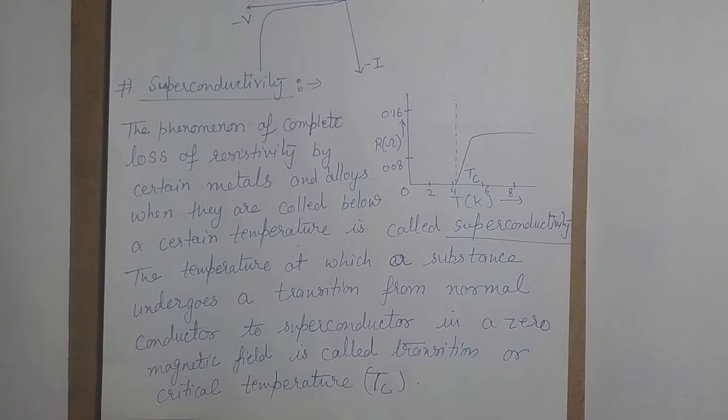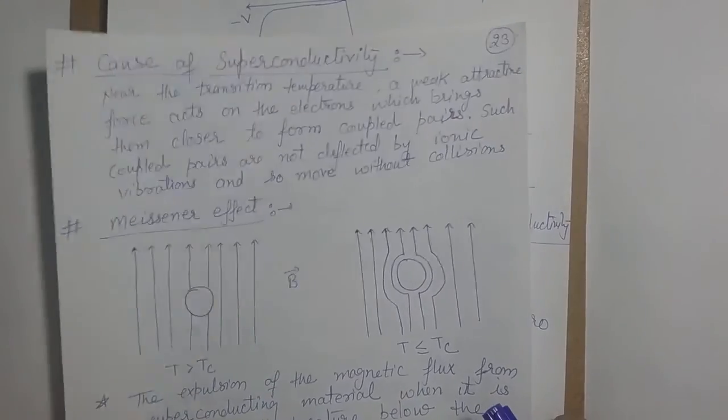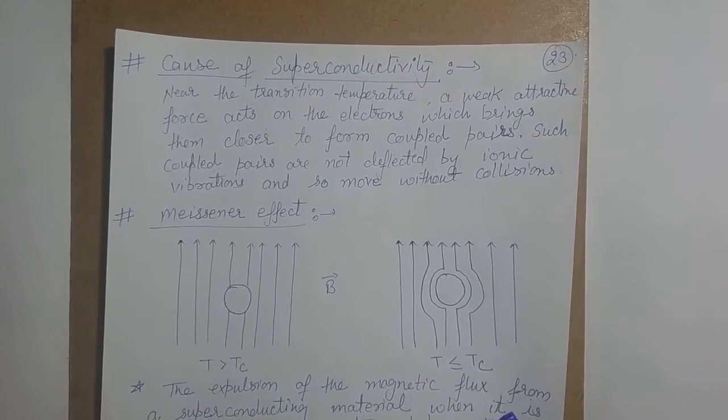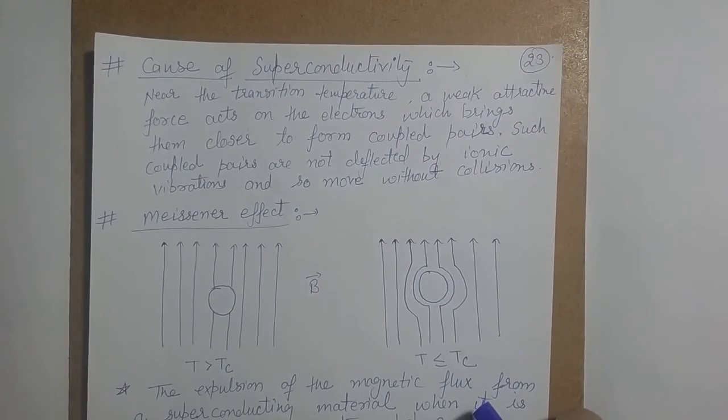So below that particular temperature, your conductivity is very high and resistivity reduces to zero, and the symbol for critical temperature is Tc. Now, what is the cause of this superconductivity? Why suddenly is that particular substance behaving as a superconductor?